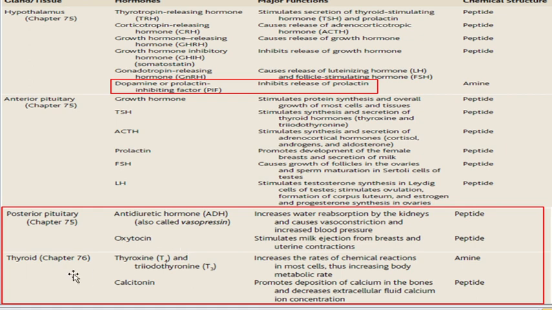Next, the thyroid gland will produce two hormones, thyroxine and triiodothyronine. Next is calcitonin. The first hormones, that is T4 and T3, are involved in increasing the rates of chemical reactions, and these hormones are also important for increasing the BMR. Whereas calcitonin promotes the deposition of calcium in the bone, thereby decreasing the extracellular calcium ion concentration.